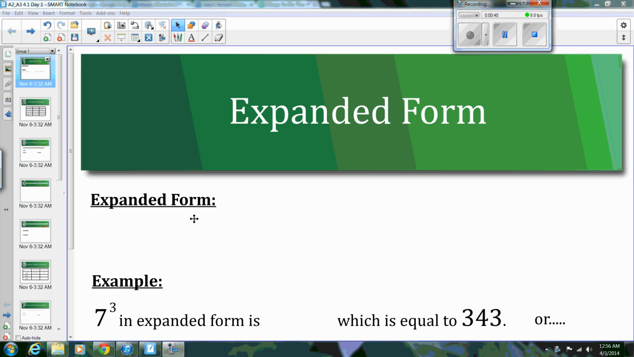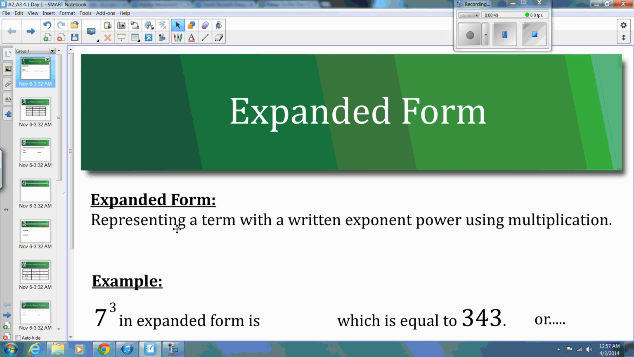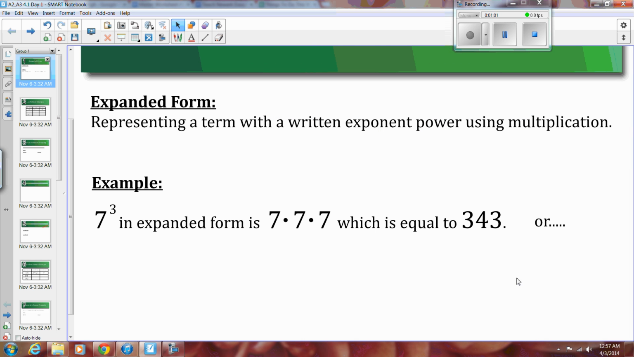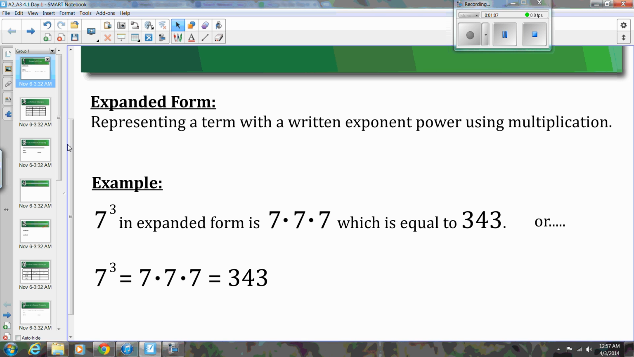So to do that, if I want to discuss something in expanded form, so a power in expanded form, what that means is that we're representing a term with a written exponent using multiplication. So let's look at an example so we can see what that means. 7 cubed in expanded form is just 7 times 7 times 7. So we're representing it using multiplication, which is equal to 343. Or you can write using algebra, 7 cubed is equal to 7 times 7 times 7 is equal to 343.